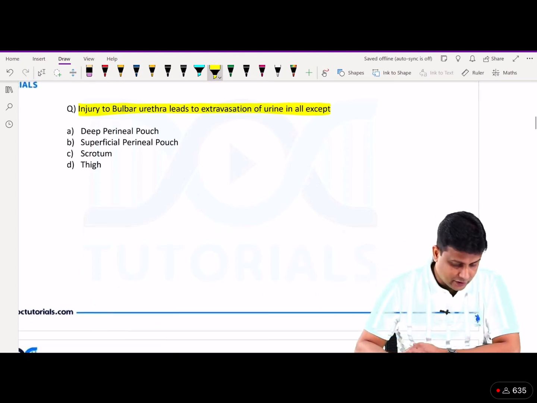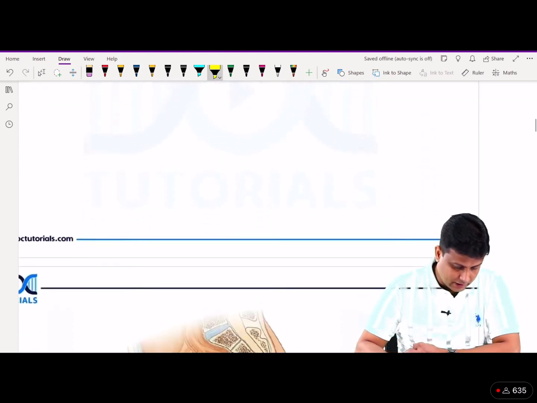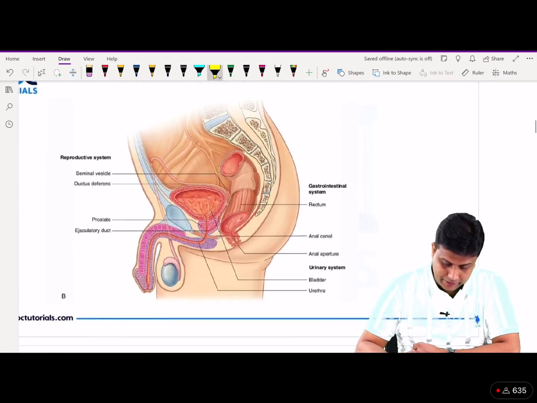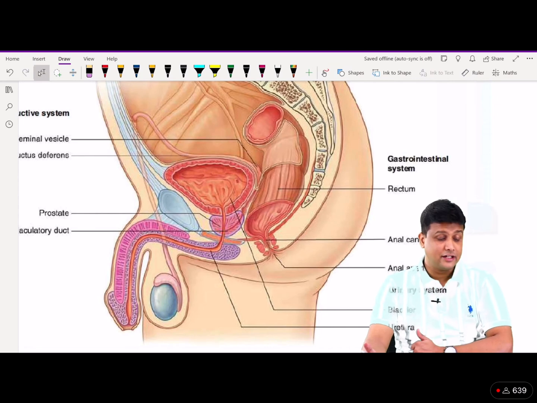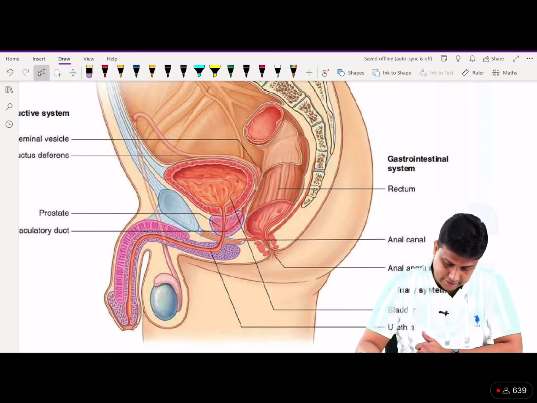By the way, let me actually tell you the concept here, guys. What is this bulbar urethra? If it is damaged, then what is going to happen? Where will the urine go? Exactly. Now, please look at this image on your screen. This is actually the male pelvis in sagittal section.